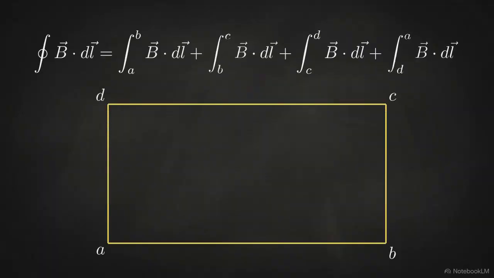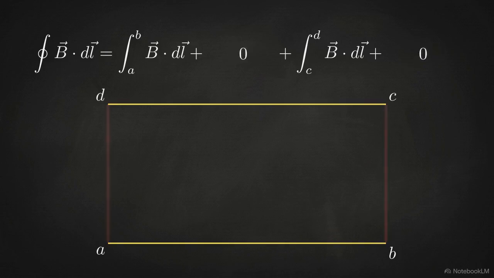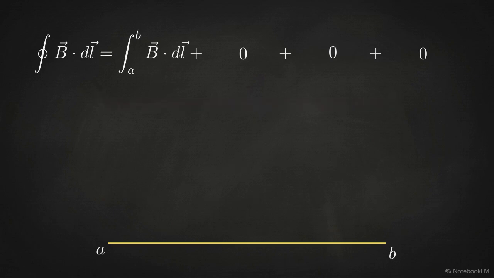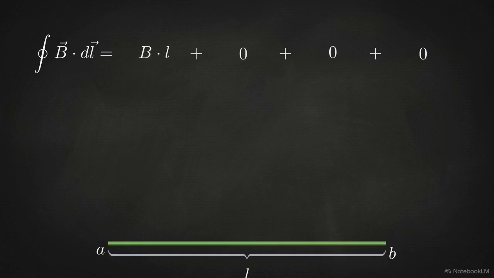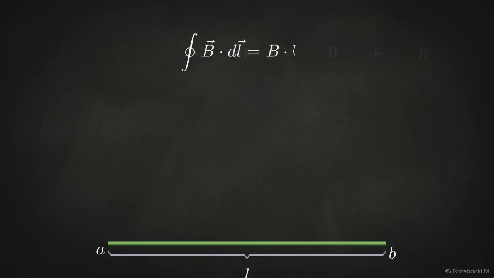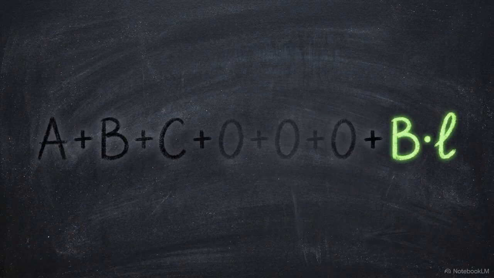Paths BC and DA are perpendicular to the field, so their products are zero. Segment CD sits in the zero field external region, vanishing as well. This leaves only segment AB, simplifying to the field strength multiplied by its length. Due to symmetry, 3/4 of the calculation disappears, leaving only the field magnitude multiplied by the interior segment's length.